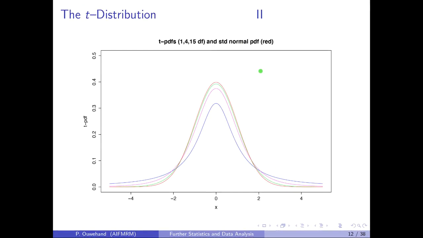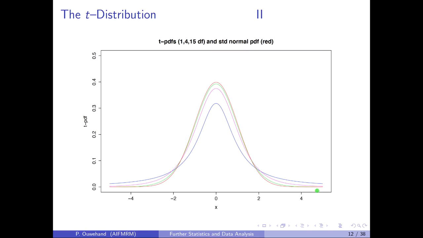We show here the probability density function of the T distribution for various degrees of freedom. In blue, we show the PDF of the Cauchy distribution, in other words, the T distribution with 1 degree of freedom. It has extremely fat tails, so fat in fact that its mean is not defined, even though it's beautifully symmetric around 0. The t-distribution with 4 degrees of freedom is shown in pink, with 15 in green, and the standard normal distribution is shown in red here.